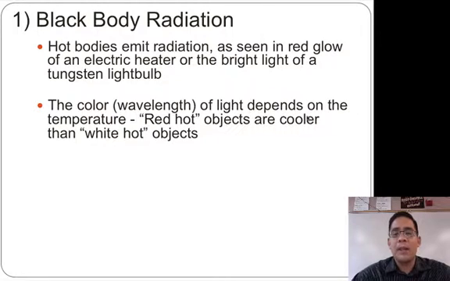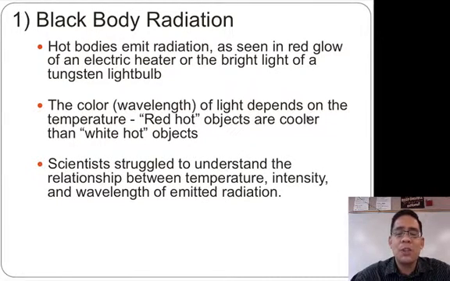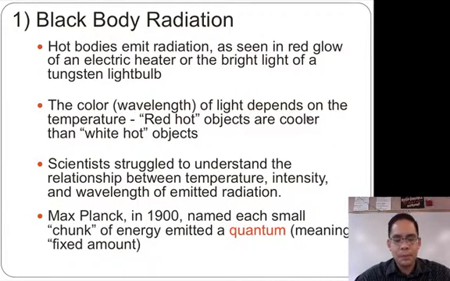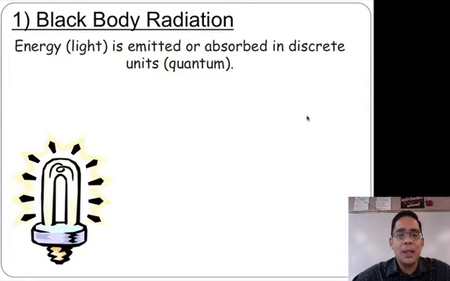So the color or wavelength of light depends on the temperature. Red hot objects are cooler than white hot objects, as I said a second ago. And scientists struggled to understand the relationship between temperature, intensity, and wavelength of an emitted radiation. Given that light seemed to have wave-like properties, they didn't understand how all of that worked together. Max Planck in 1900 named each small chunk of energy emitted a quantum, meaning a fixed amount. Conceptually speaking, energy is emitted or absorbed in discrete units or quantum packets of energy.